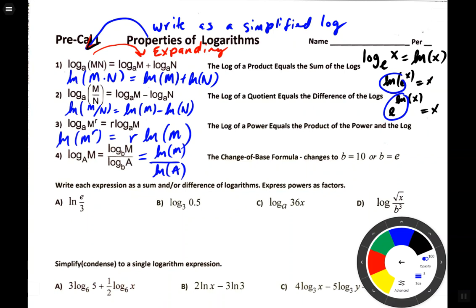Can you only do that if the base is the same? No, that's the whole point, we're changing base. We're changing from base A to something else, from base A to base natural log. So M and A are numbers? They would give you log base 2 of something, and to change it to natural log, you have to use that ratio.